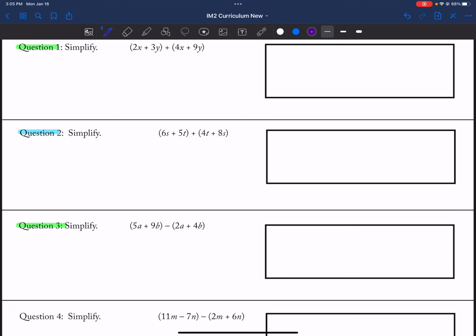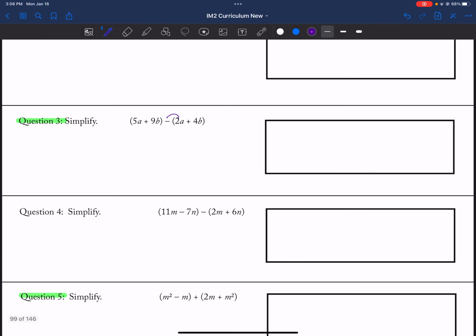Okay, so let's go ahead and do all the odd numbered questions first. So I'm adding my 2x and my 4x, and I get a 6x, and a 3y and a 9y gives me a 12y. So I get 6x plus 12y.